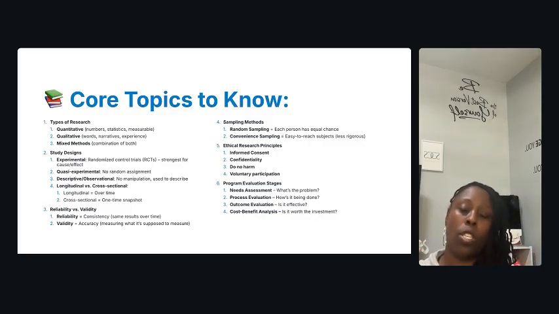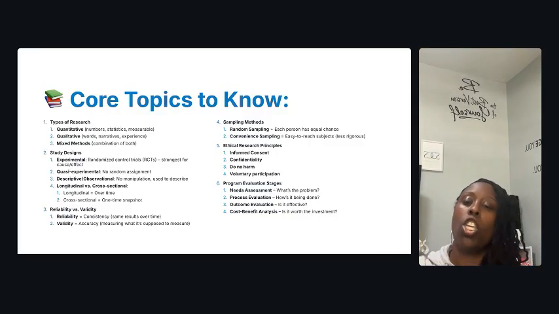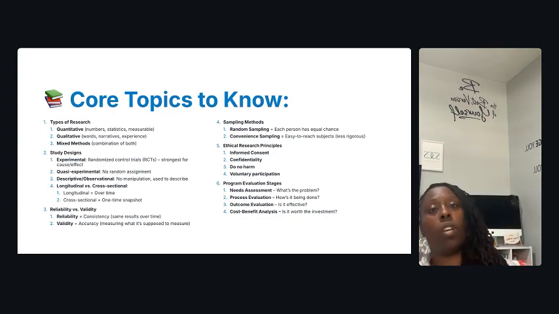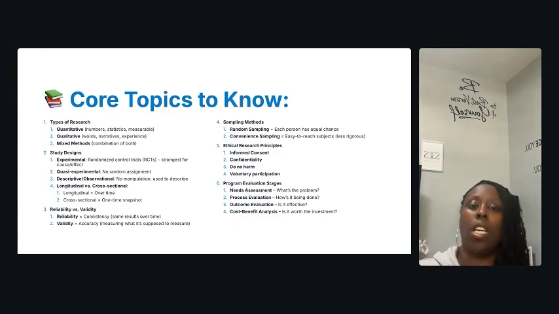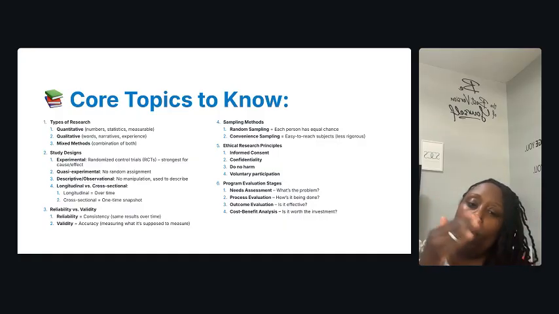You want to know the types of research, those 3 that are listed: quantitative, qualitative, mixed methods. You want to know study designs. I'm not even going to read them all again because we just went over them. But those are the study designs. You want to know the difference between reliability and validity, sample methods, ethical research principles, program evaluation stages.